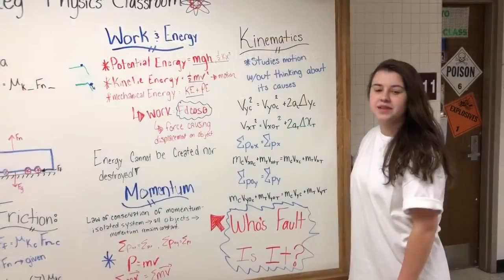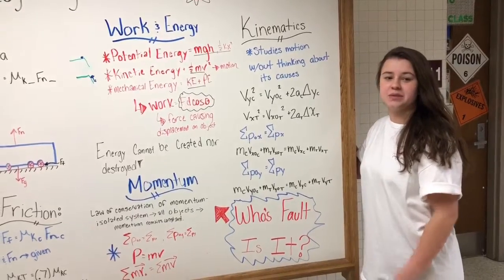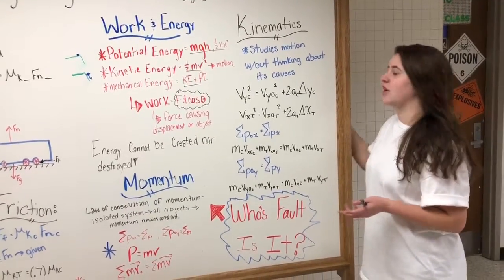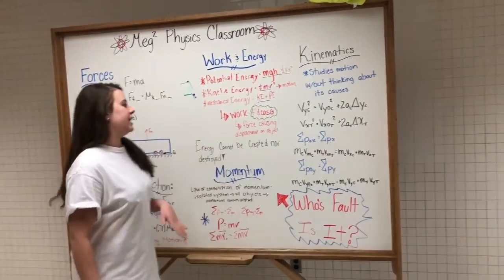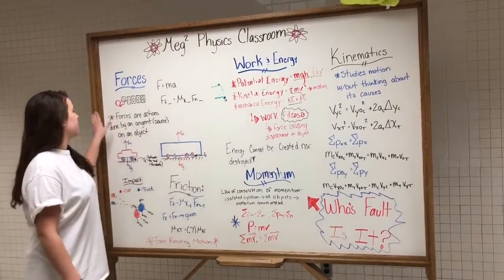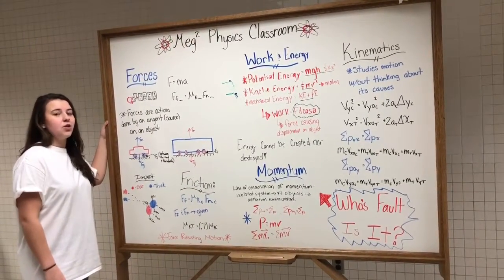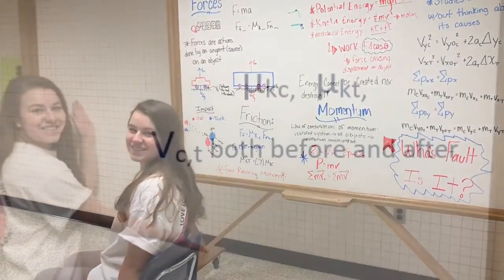Kinematics studies motion without thinking about its causes. This includes the position, displacement, distance, velocity, etc. of an object. To understand who's at fault during this collision, each equation represented on the board will give us our answers to see, was it the car's fault or was it the truck's? And now to do some calculations.